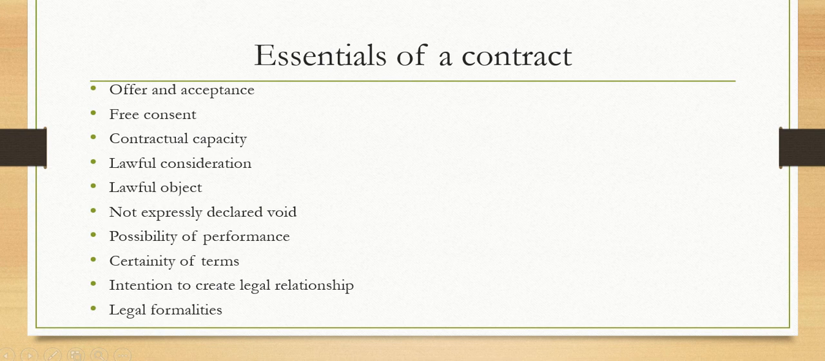The next part is the essentials of a contract. These are the various essentials of a contract. The first one is offer and acceptance. Basically an agreement is the result of an offer and an acceptance. One person will offer something and the other person will accept it. For example, if A is offering to sell his property to B, the acceptance will be made by B to buy the property. So it is a combination of both offer and acceptance.